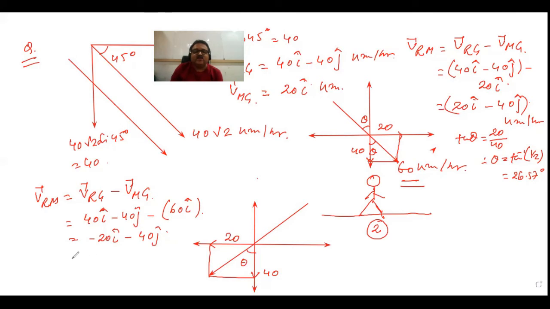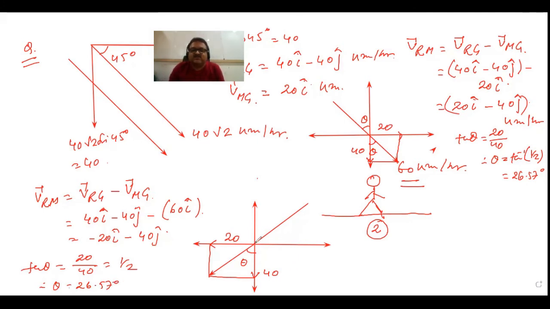Okay. Now what is the value of tan theta? Tan theta is equal to height by base. Height is 20 by 40. That is half. Correct. That is half. Now, what is the value of this? Theta is equal to 26.57. But what is the interesting part?